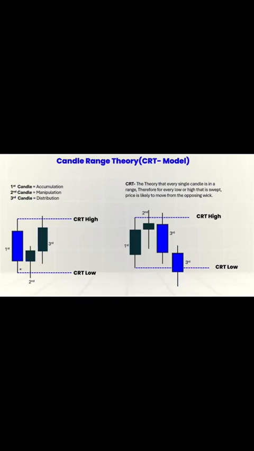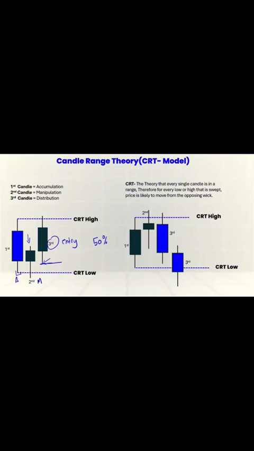I know many of you have watched a lot of CRT videos already, but there is a lot of missing information in those explanations. The first candlestick represents accumulation. The second candlestick represents manipulation. That means this candlestick must be present for the model to work properly. Sometimes you'll notice a wick on the third candlestick, because the third candlestick is the one you will be entering on. You'll often see that wick appear.